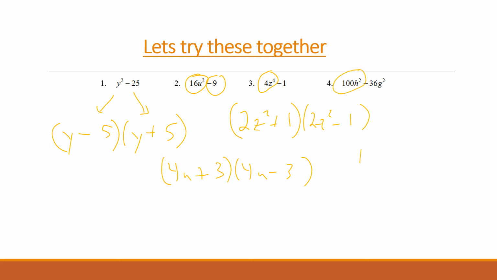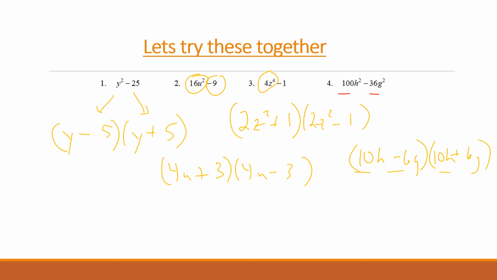Square root of 100h squared is 10h. Square root of 36 is 6g. So minus, plus, plus, minus. If you notice, they're both even here. So I go back, oh, I could have taken out the greatest common factor first. Sometimes you don't see it right away. You get into factoring. So what goes into both 100 and 36? Well, I know 2 does.